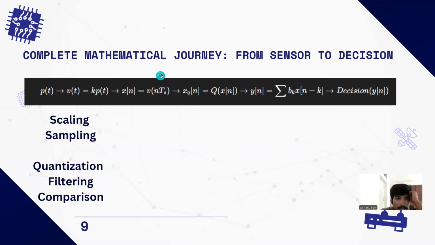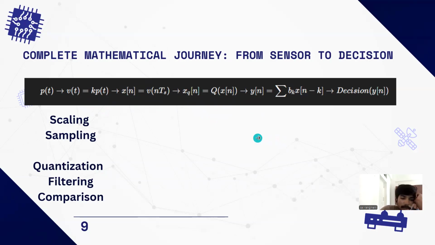Now, in this slide, we are going to see the complete mathematical journey from sensor to decision. Let us see the entire journey in one chain. We start with the physical quantity p of t. The sensor scales it: v of t equals K p of t. Sampling converts it into x of n. Quantization converts it into xq of n. DSP applies filtering and mathematical operations to produce y of n. Finally, the system compares and makes a decision.